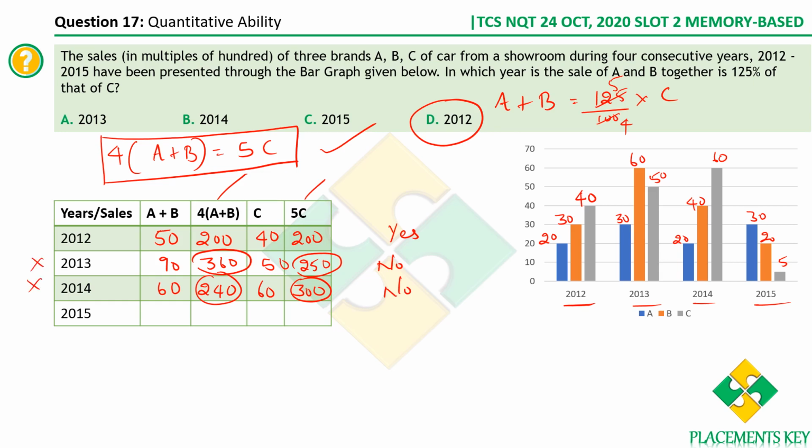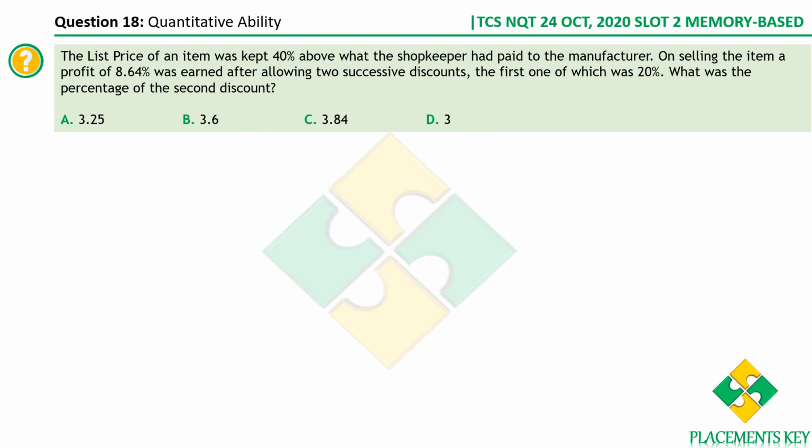Let's finally compute for the year 2015 as well. Definitely it doesn't satisfy, because the sales of C in the year 2015 is very low. Therefore you can go ahead with option D, which is 2012. This is a very easy question. The student should definitely get it right in less than 40 seconds or so.